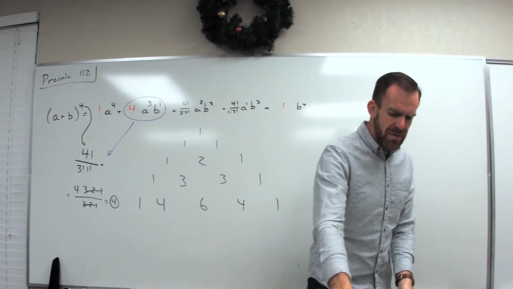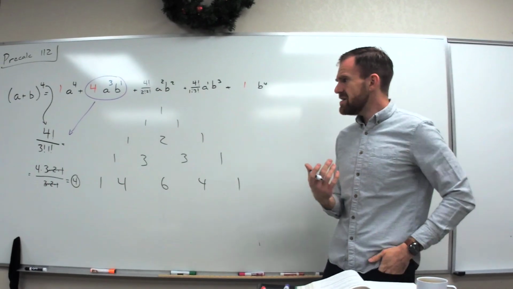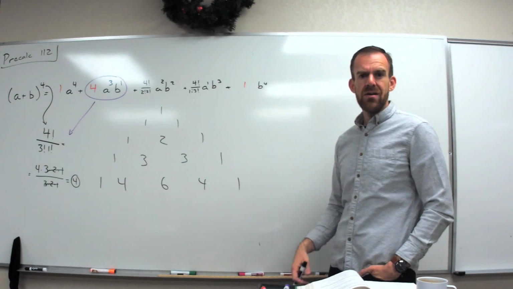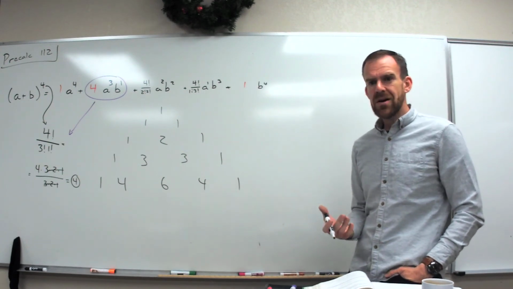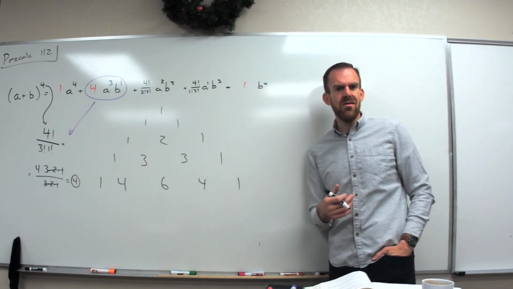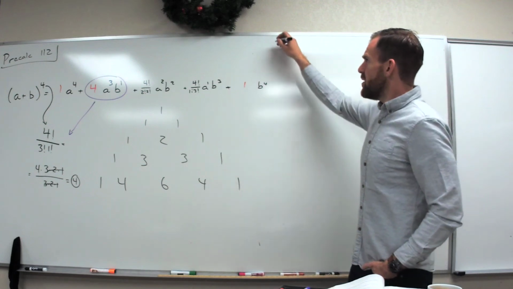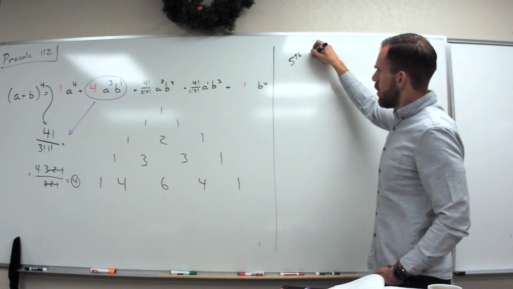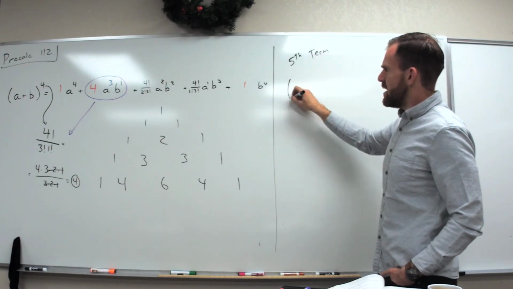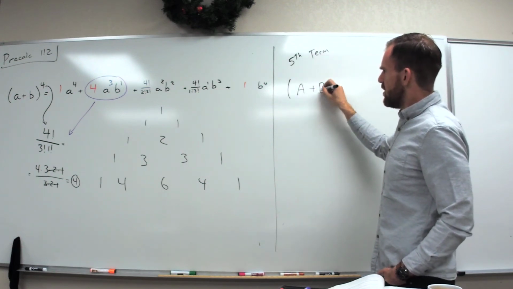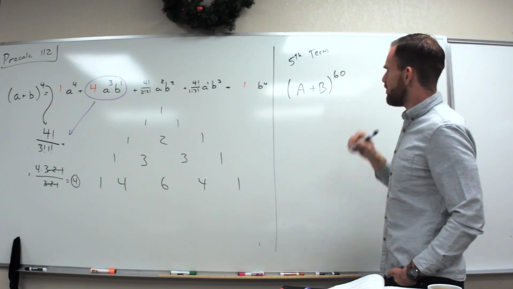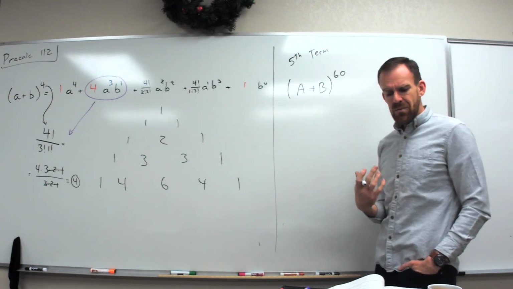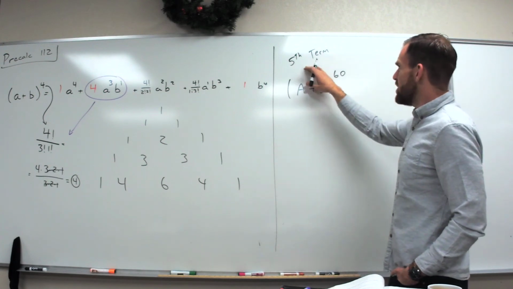Now, you might be asking, well, how is that any easier? That's actually more work than just looking in the back of my book or in the back of my notebook. I have the Pascal's triangle drawn out. I don't need this. Well, what if I asked you to find the 5th term of the expansion a plus b to the 60th? That's a little bit more gross, right? So what would the 5th term be?